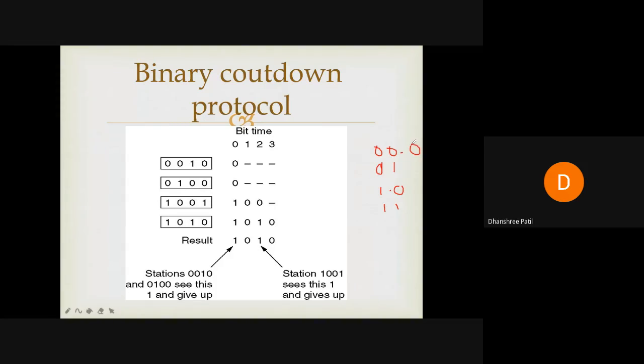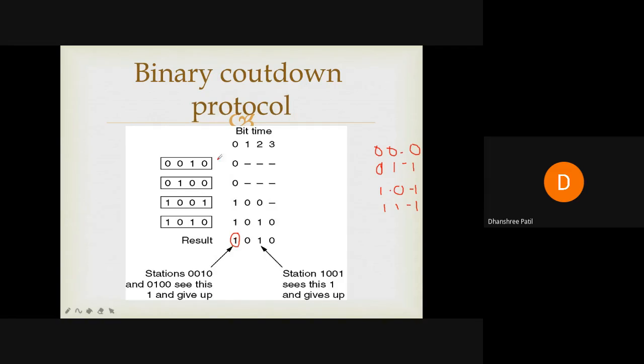00, it is 0. Then 01 is 1, then 10 is 1, and 11 is 1. So these are the results. 00 is 0, and all other results are 1. Now see here, the logical OR operation is performed on this. Means what? 00 becomes 0, then 01 will become 1, and 1 will become 1. So it is 1.